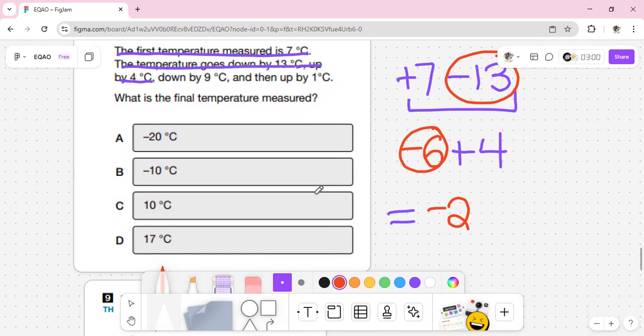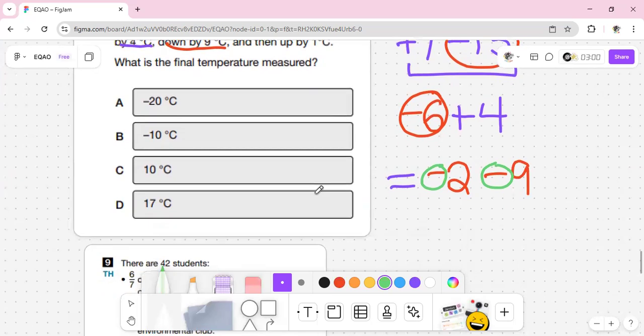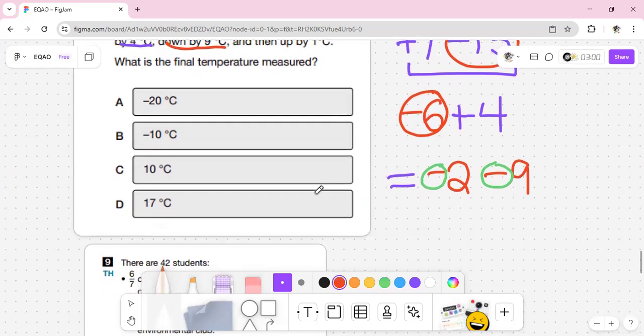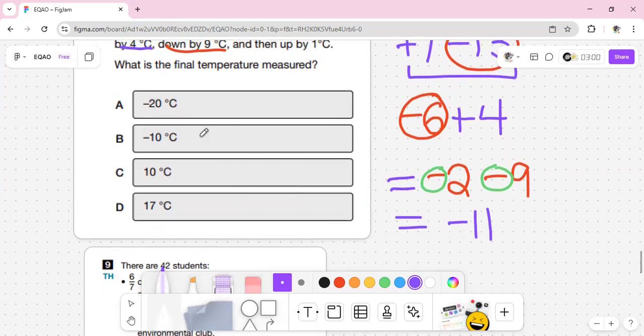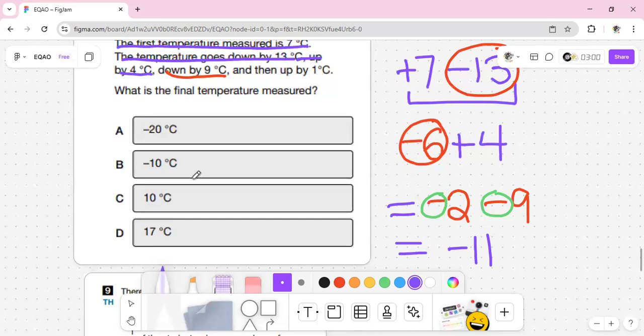Then the next part, down by 9 degrees, that's going to be -9. Now here I have two signs that are the same. So what I'm going to do in this particular case is add the numbers. 9 plus 2 is 11, and I'm going to keep the sign the same. So I get -11. And you don't see -11 here because there's one more step.